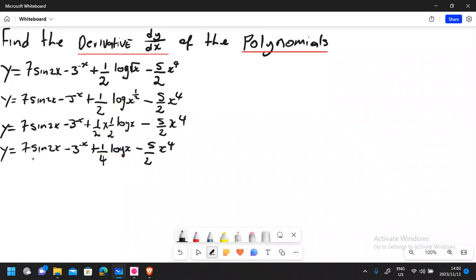Now let's start with our first term. I hope you can see the first term here. We have 7 sine 2x. Now this is a trigonometric function, so I'm going to write the formulas here. Let me just draw a line. I'm going to write the formulas here because I'm going to refer to them, and then we are able to see what's happening.